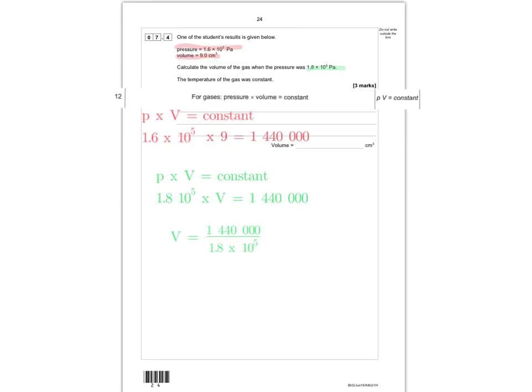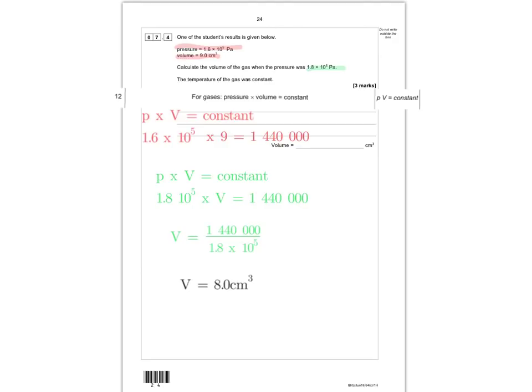So now we need to rearrange the equation to find V. Here's the rearrangement. We get V is equal to 1,440,000 divided by 1.8 times 10 to the 5. If you put that number into your calculator, you get an answer of 8. When we look at the answer to volume, though, it's 9.0, so we need to write this as 8.0 centimetres cubed. And there's your correct answer of 8.0 centimetres cubed.